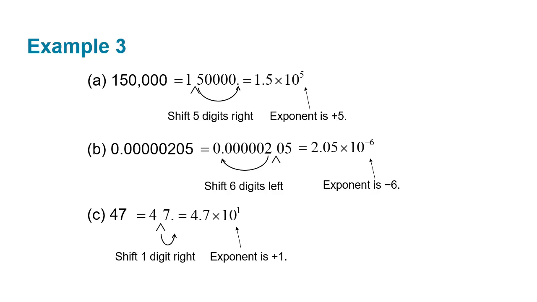A couple more examples, right? We got to move it 5 places, so to the 5th. We got to move this one all the way down to here, to right after the 2, the first non-zero digit, right? After all these zeros is the first non-zero digit. So we get 2.05 because it's sitting right there, and we moved it 6 places, so it's a negative 6. 47 is pretty easy. We just have to hop it once, so it's 4.7 times 10 to the 1, which we really could just write as 4.7 times 10.